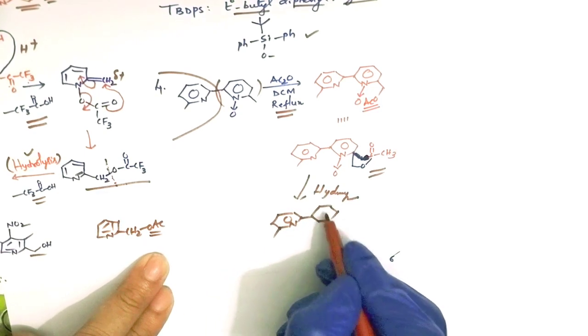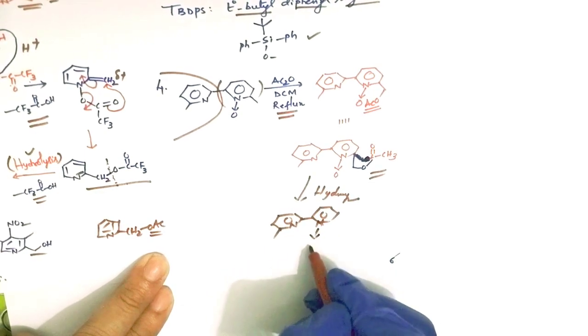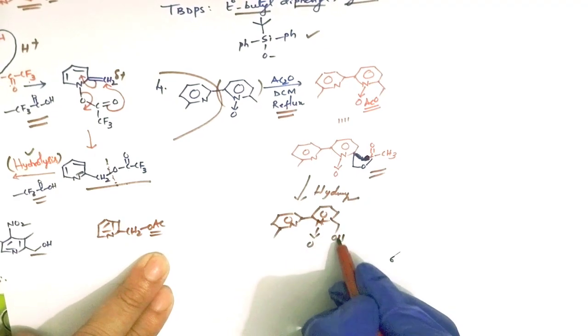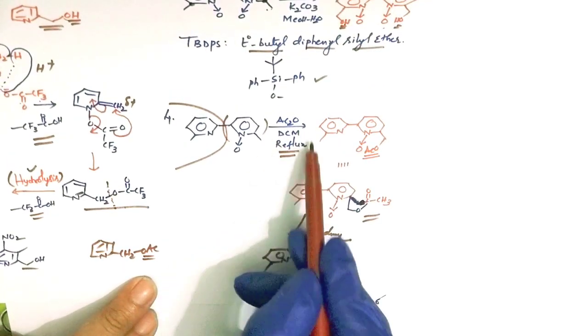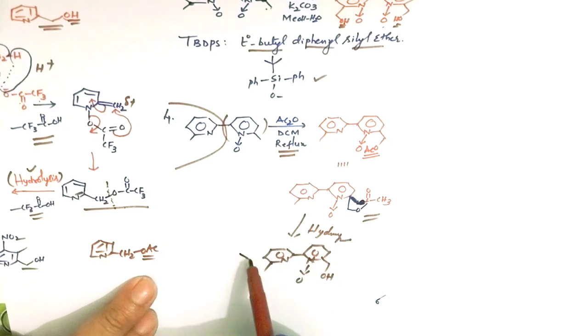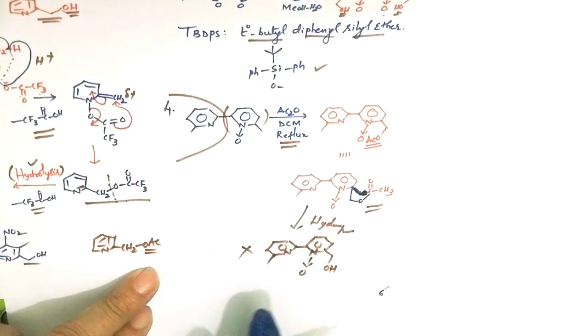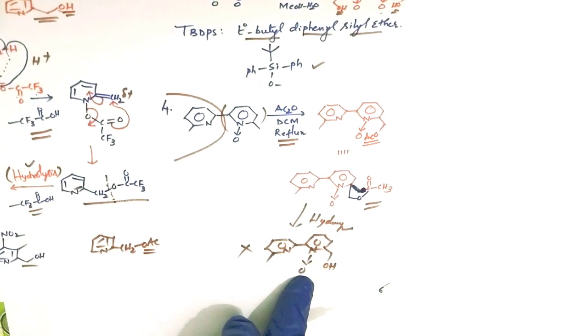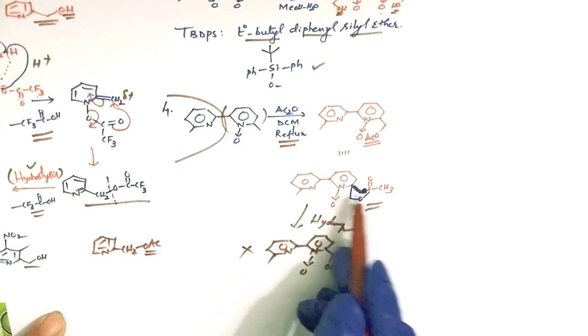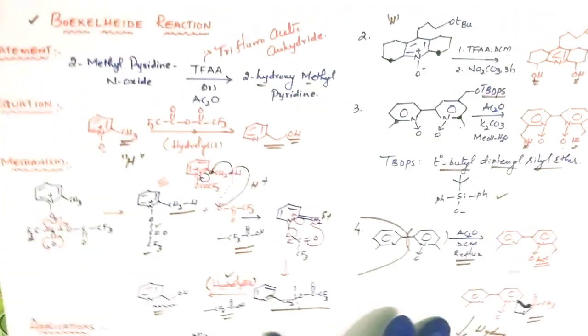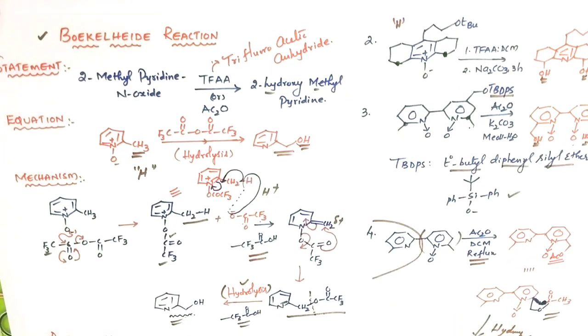CH2OH. Since hydrolysis is not there, there is no chance for the formation of this moiety. The reaction will end with this moiety only. So in this way, we can convert 2-methylpyridine N oxide derivatives into the corresponding 2-hydroxymethylpyridine derivatives by using the Boekelheide reaction. Thank you very much.